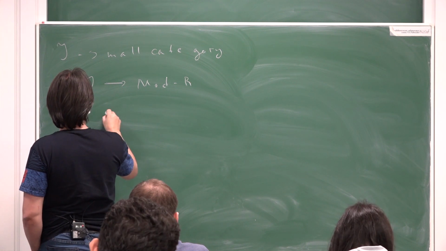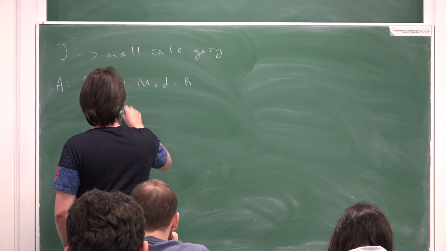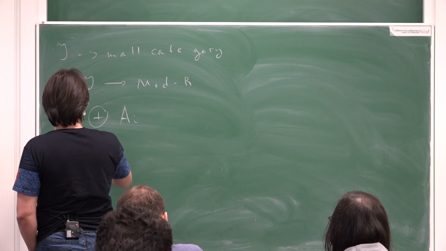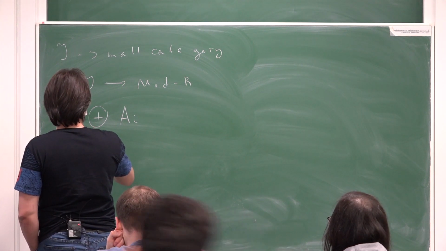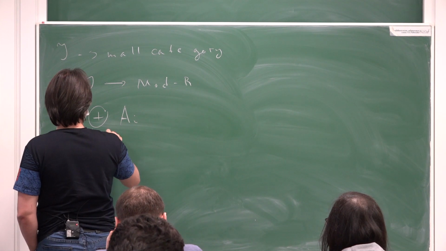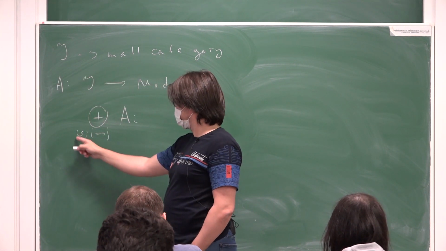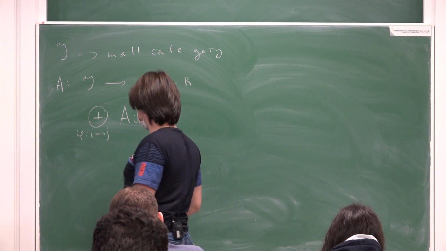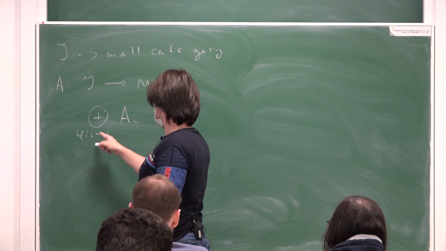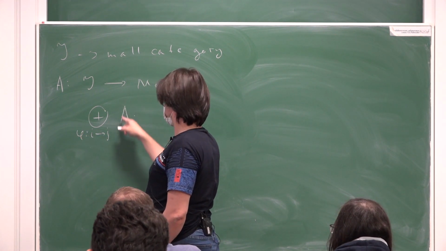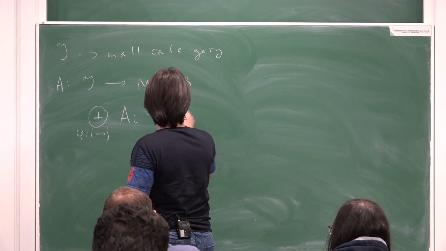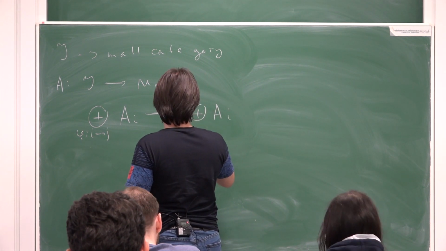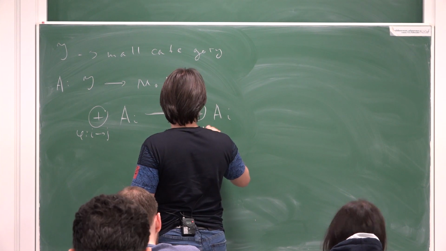Like, take the direct sum of A_i over morphisms phi from i to j. Here, the direct sum over all morphisms of J, and for each morphism we take the domain of the morphism, mapping to the direct sum of A_i for i simply an object of J.